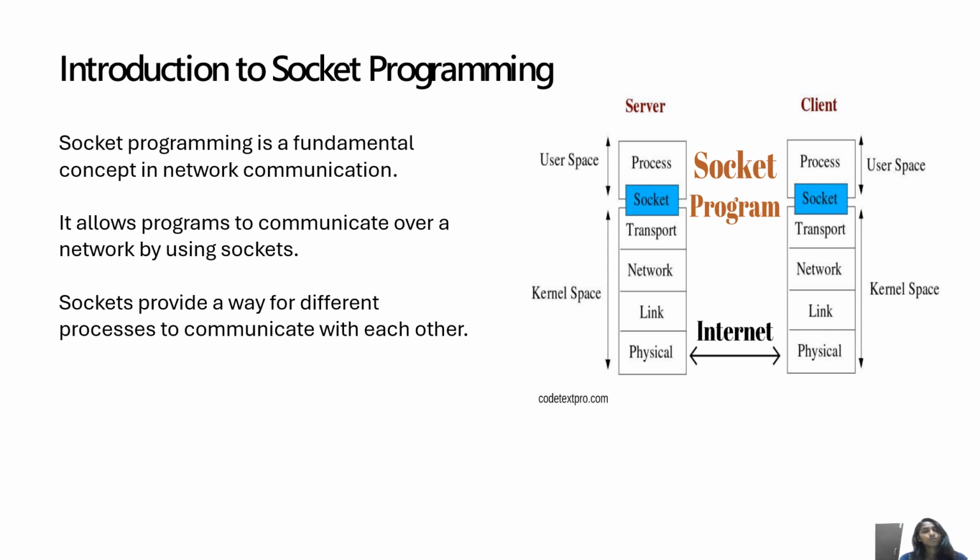Now let us see the introduction for socket programming. Socket programming shows how to use socket APIs to establish communication links between remote and local access. In this, there is an order of bytes of the digital data in the computer memory. Socket programming is a fundamental concept in network communication. It allows programs to communicate over a network by using sockets. Sockets provide a way for different processes to communicate with each other. A socket is a communication connection point, or the endpoint, that you can name and address in a network.